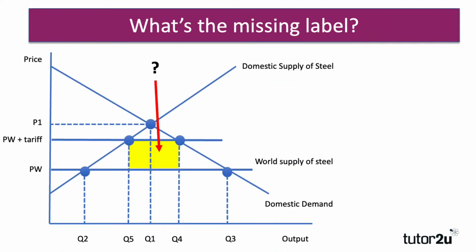Okay, let's have a look at the next one. Okay, interesting diagram here. Take a look. And what label should go in that yellow box? What is that yellow box representing? So we've got a tariff diagram here. We can tell that by the fact it says tariff on the side. That's pretty helpful to us.